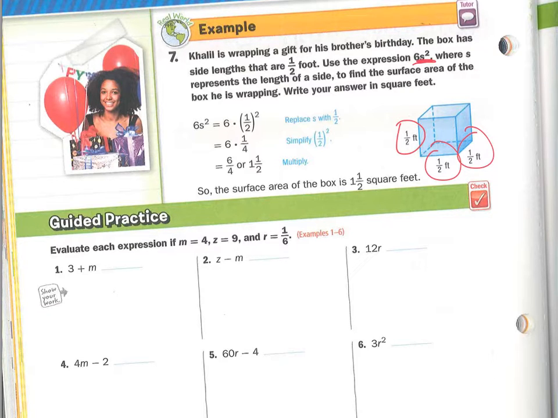Now, surface area means the area of all of the sides of the box added together. Okay, so again, the surface area would be, it's kind of hard to show on here, but it would be like the top of the box, the front of the box, each of the sides of the box, and the back of the box, and the bottom of the box. So if we found the area of all of those and added them all together, that's what surface area means. Okay, but we're going to use this expression here, 6s squared.